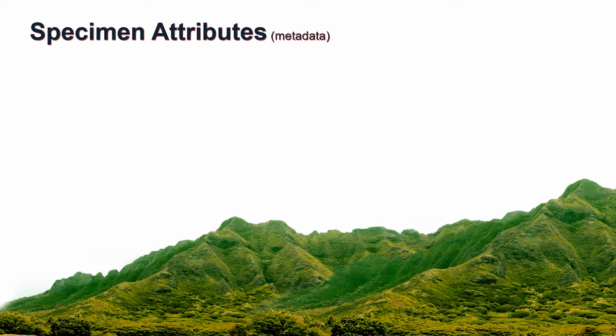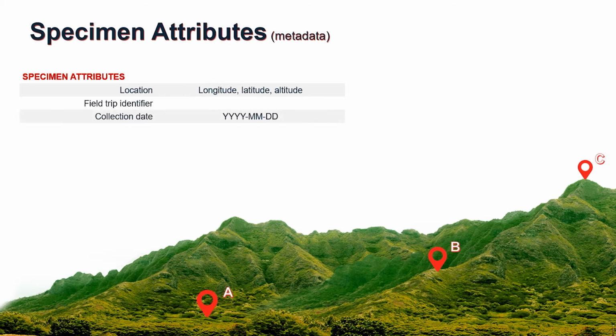Attributes can be similarly identified for maybe plant and geological specimens that you acquire in the field from locations A, B, and C, which are going to have their own unique combinations of longitudinal, latitudinal, and altitudinal data. Now, these samples will be collected on a specific field trip, which may have its own unique identifier, and collection occurs on a particular date.